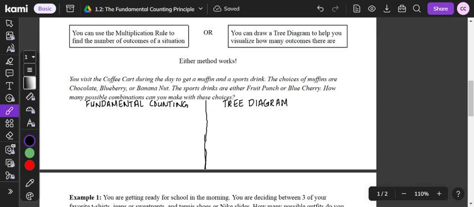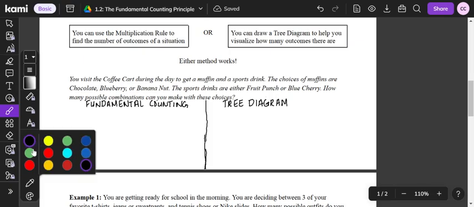It says you visit the coffee cart during the day to get a muffin and a sports drink. The choices of muffins are chocolate, blueberry, or banana nut. The sports drinks are either fruit punch or blue cherry. How many possible combinations can you make with these choices? Well, the fundamental counting principle, that's what we're learning now. Let's think about a tree diagram since you guys already know those.